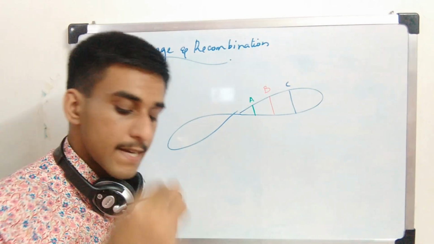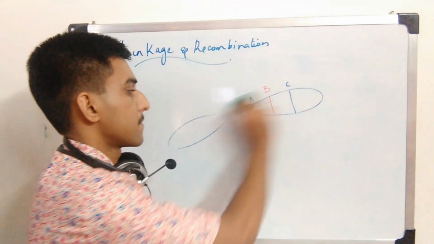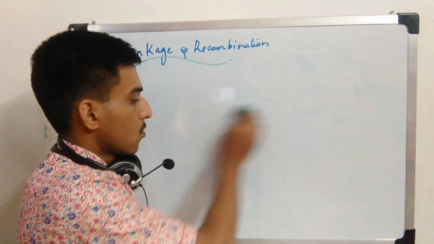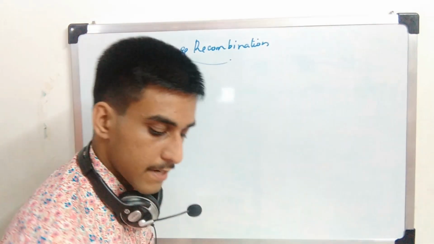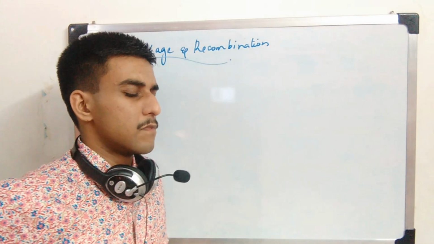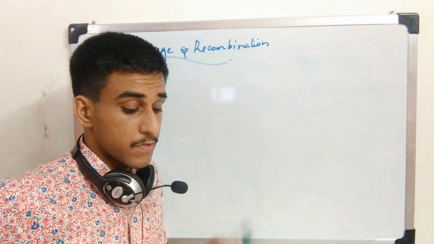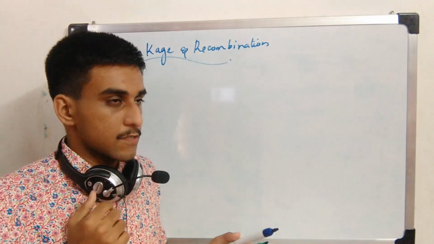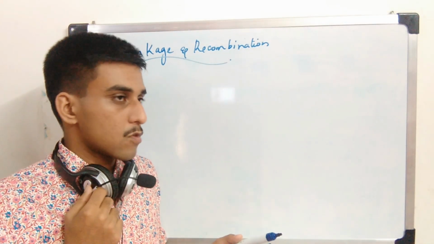We will be dealing with it very deeply in the coming lectures. So, if you want to write the definition, you can write: linkage is the physical association of genes on a chromosome.